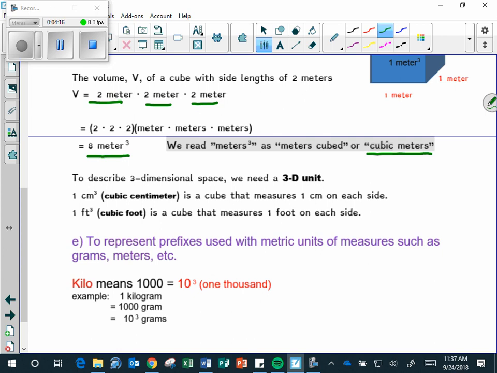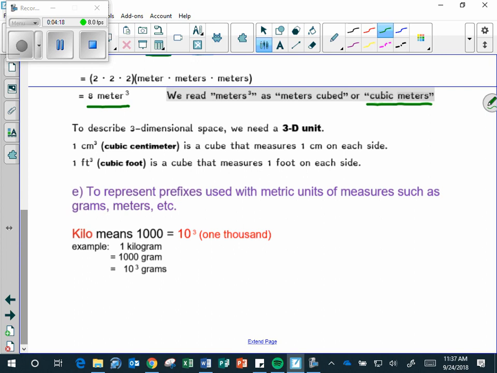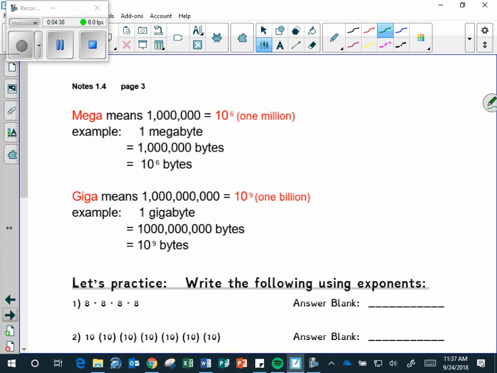An additional use of exponents is to represent prefixes for the metric system. Kilo, for example, means 1,000. 10 to the third power, 10 times 10 times 10, is 1,000. So we could write 1 kilogram as either 1,000 grams or 10 to the third grams. It just gives you more options. I continue that discussion here with the prefixes mega and giga, which you hear a lot in technology.